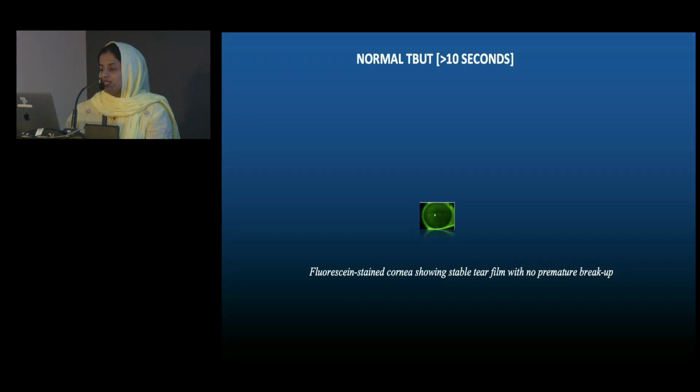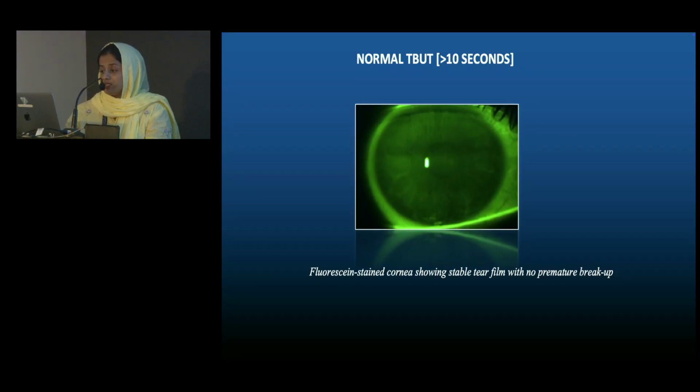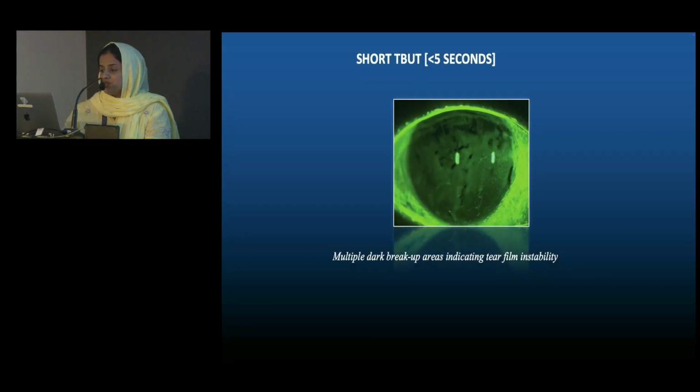Here we can see a normal TBUT pattern. The tear film is smooth and there are no early dark spots after the blink. The breakup occurs only after more than 10 seconds, which indicates a healthy and stable tear film. But in this slide, you can see a shorter TBUT. The dark breakup areas appear very early, within 5 seconds of the blink. This shows the tear film is unstable.